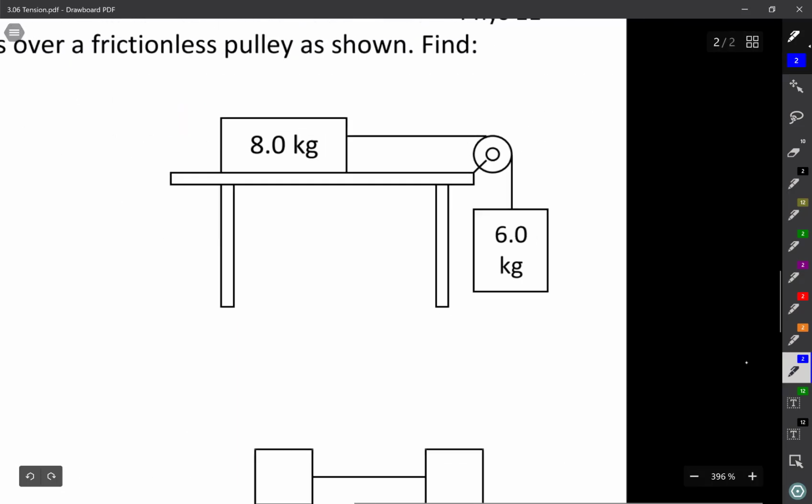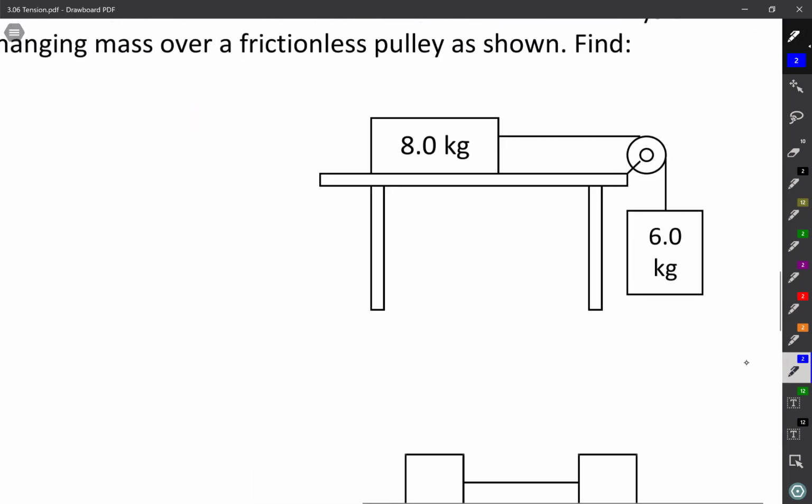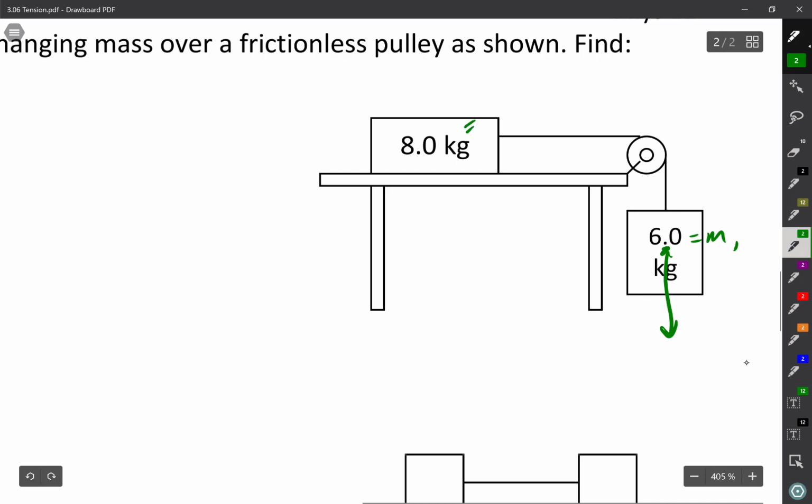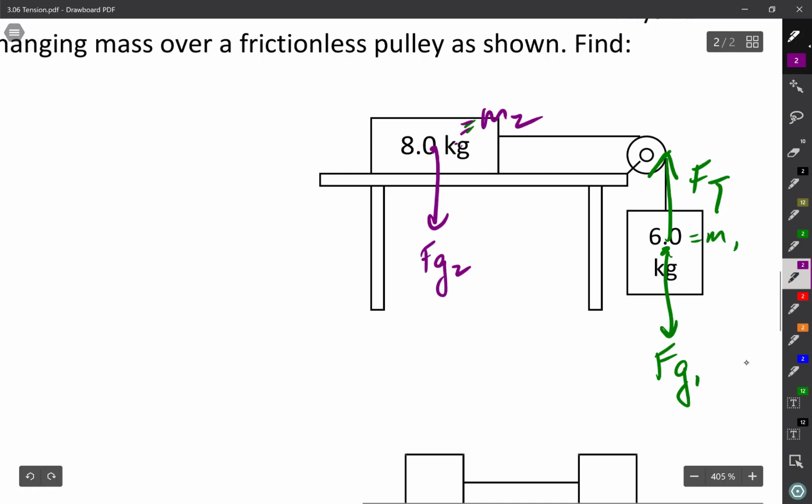So let's start with our free body diagram. There's gravity acting on both of these bodies, so let's draw both of these in. I'm going to call this guy mass 1 and this guy mass 2. Starting with the gravity forces acting on these, here they are. Now on mass 1, we have this force of tension, and same over here, force of tension acting on mass 2.